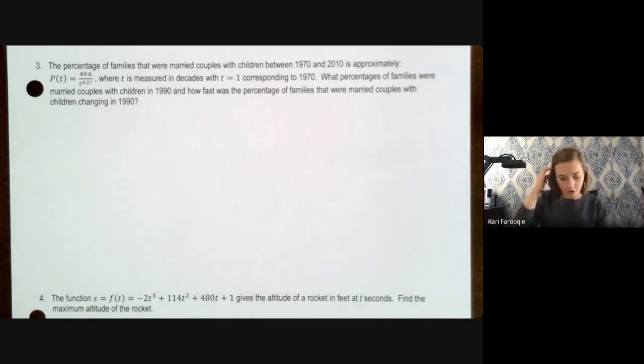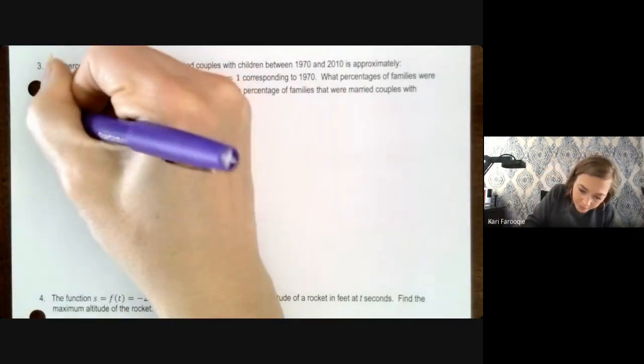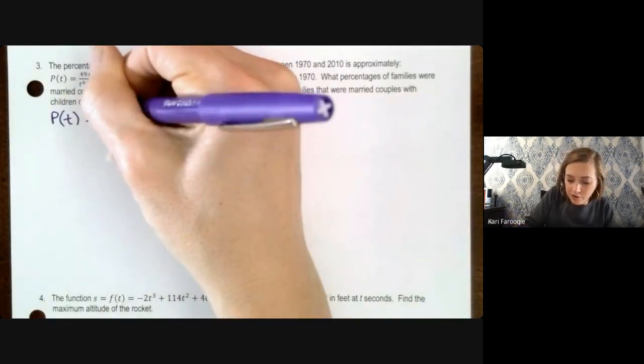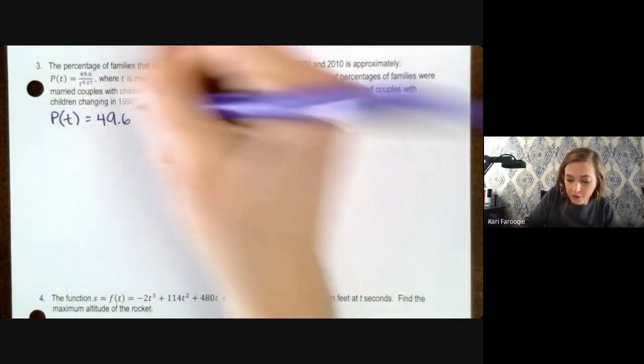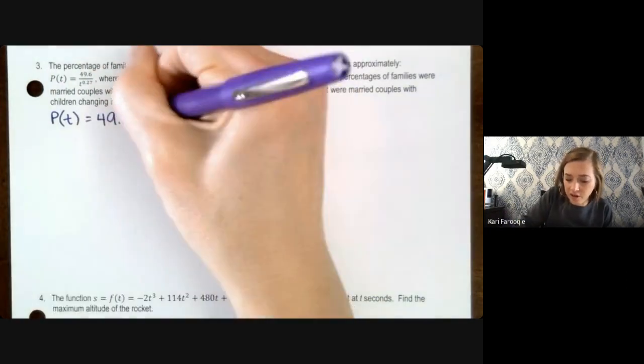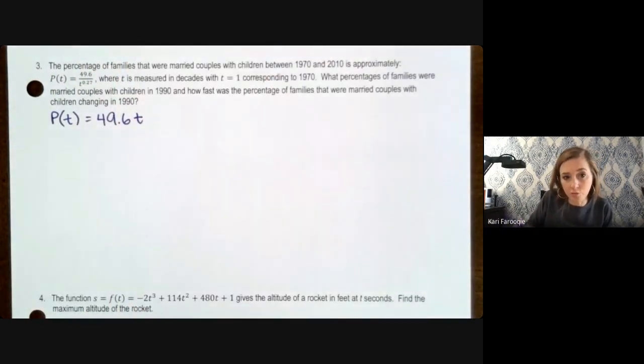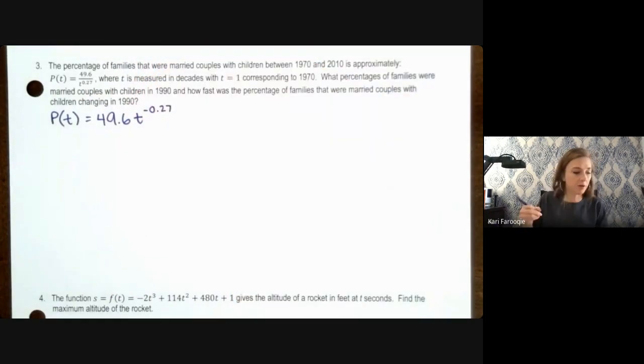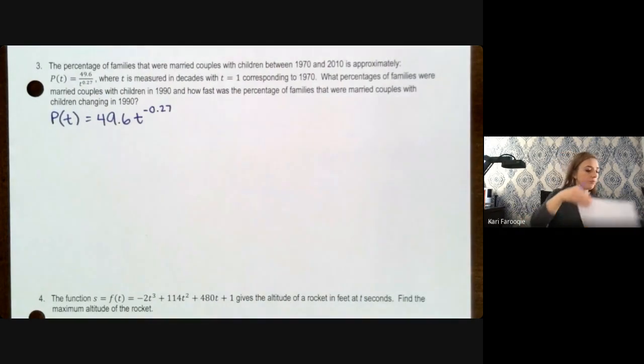Okay, a couple things here that we need to decode. First, we're going to be using this function P of T, and we're talking about derivatives, so you have a really good sense that we're going to have to take the derivative of this function, and you would be very smart to think so. I'm going to rewrite this as 49.6 times, I'm going to move the T up into the numerator, and I'm going to have to make the exponent negative when I do so. All right, so now we have 49.6 times T to the negative 0.27. Okay, that's first things first.